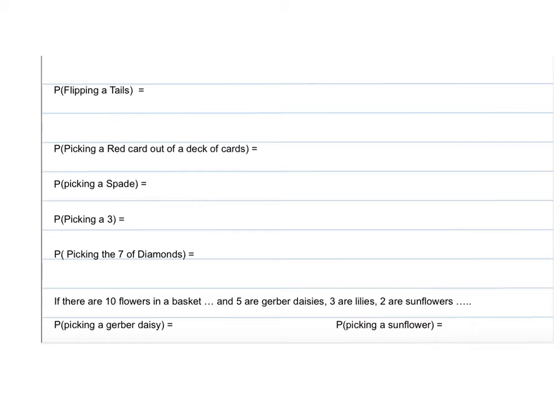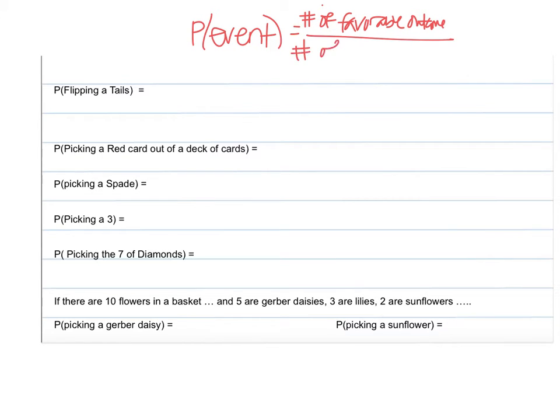Okay, we have some more examples of simple events. If you would like to pause and try any of these on your own, that'd be awesome. And then you can come back and check and see if you got them correct. So again, the probability of an event, whatever the event is, remember, is the number of favorable outcomes over the number of total outcomes.